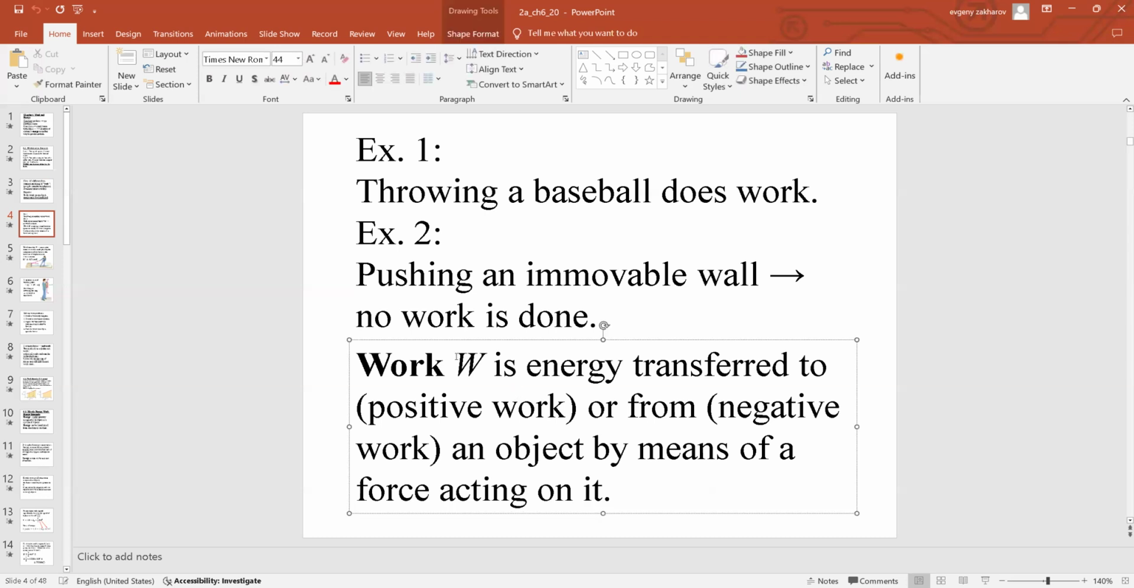So work, it's the energy transferred to or from an object or a system by means of a force acting on it. Good news, it's not a vector. It's just a positive or negative value, right? And no particular direction for work done. But work is a dot product between two other vectors. So you still have to think vectors while calculating work.